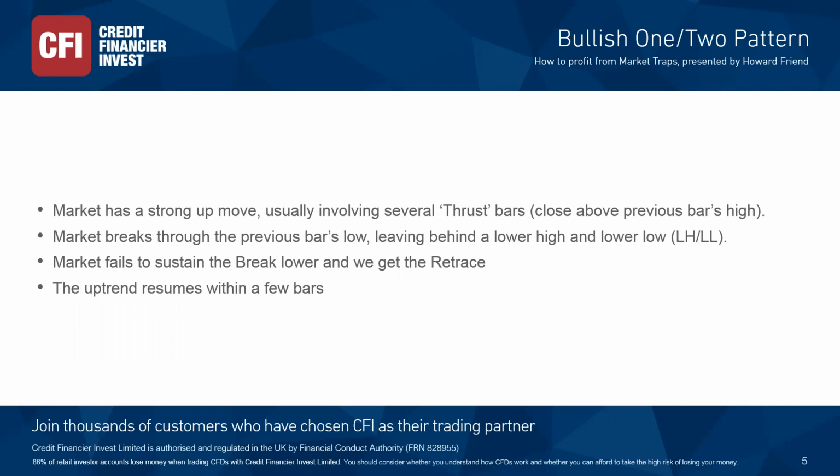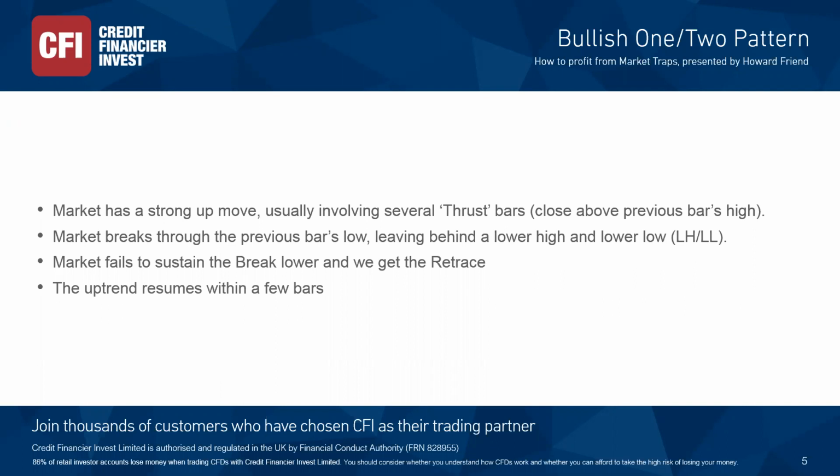Okay, so that leads me on to the bullish 1-2 pattern. I'll talk about the bullish setup, and then I'll talk about the bearish setup afterwards. With the bullish 1-2 pattern, we have a market that is trending higher or has a strong move to the upside, and this can sometimes involve several what I call thrust bars, where the close is above the previous bar's high. These thrust bars tend to make up the bullish swings to the upside. So that's the first part. We have the market in a bullish environment, a bullish situation.